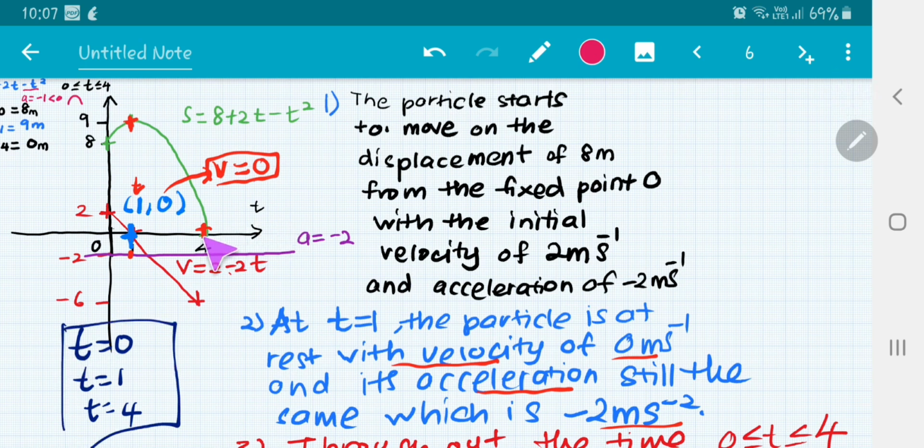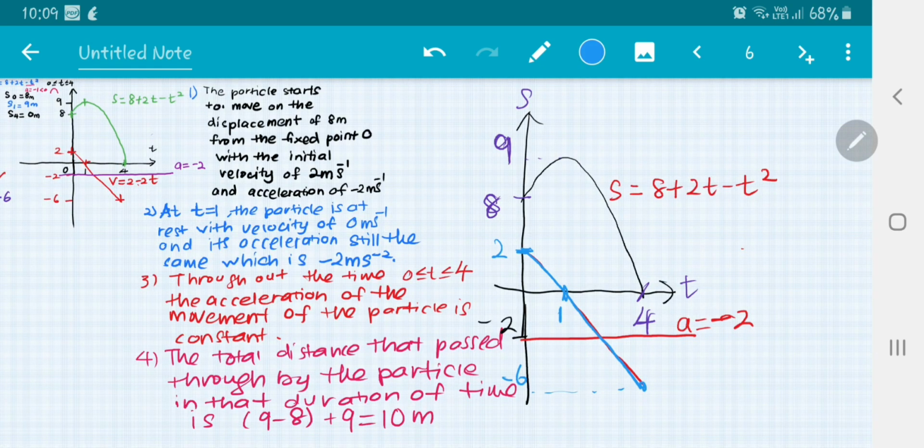Okay, next, last. The last one at 4 second, at the end of the journey. You can see throughout the time 0 to 4 second, the acceleration of the movement of the particle is constant. From the start until the end it is negative 4 meter per second squared. And then from 0 to 4 second, we can calculate the total distance travelled by the particle. Refer to the displacement graph, this one.